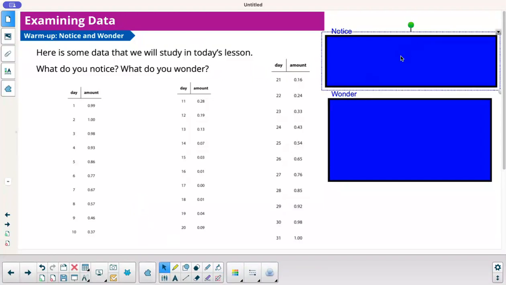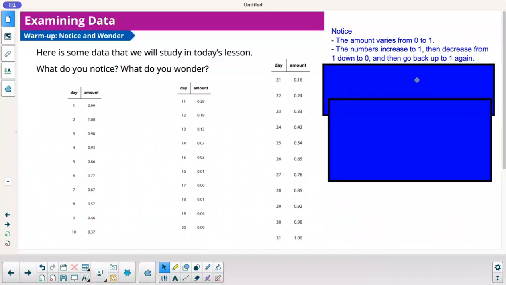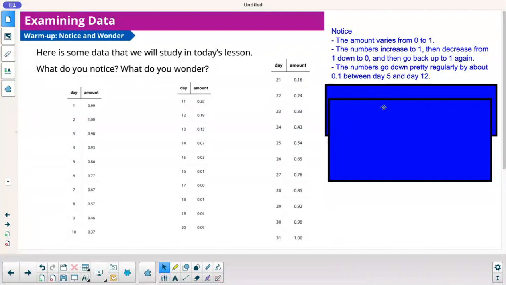All right, so here are some notices. First thing, the amount varies from 0 to 1. Notice the lowest I go is 0 right here. The highest I go is 1, right here at 2 and right here at 31. The numbers increase to 1, then decrease from 1 down to 0, and then go back up to 1 again.